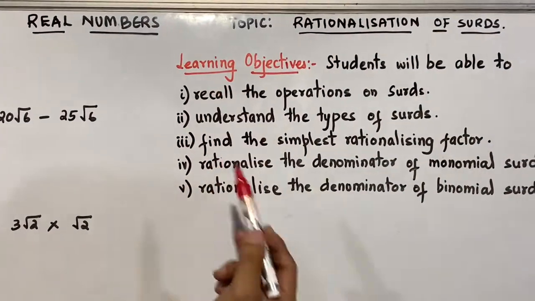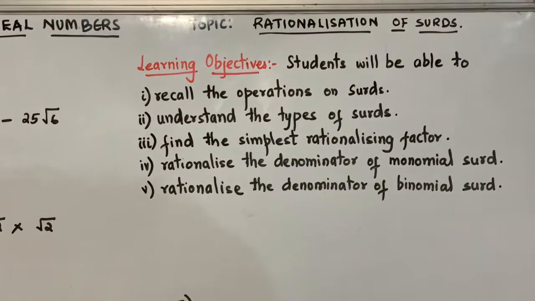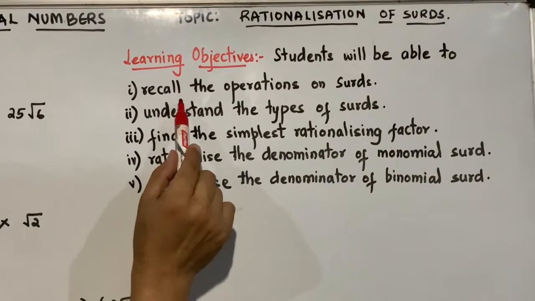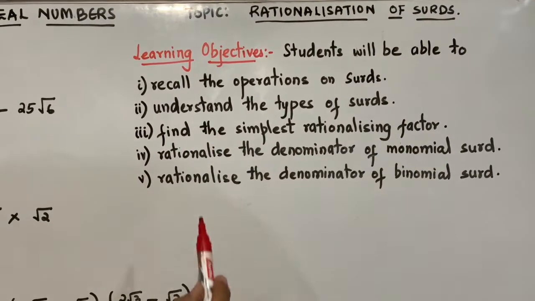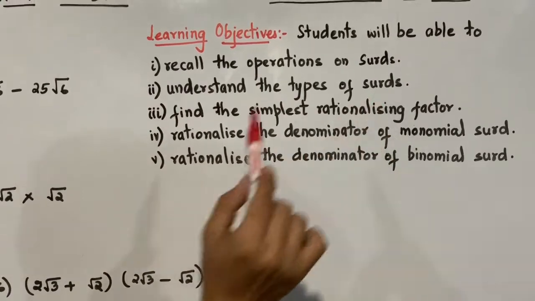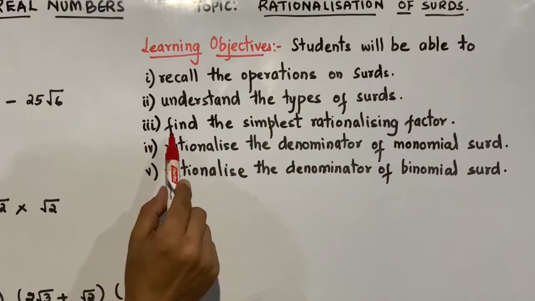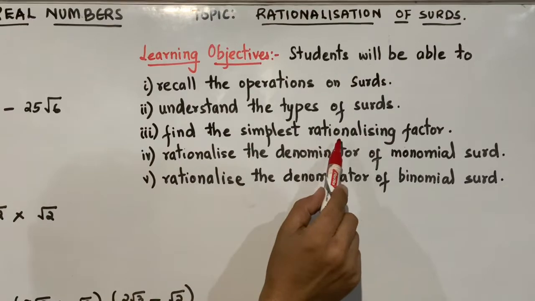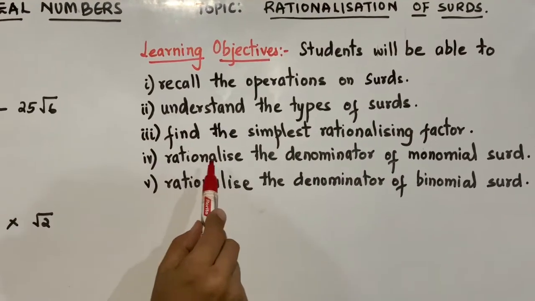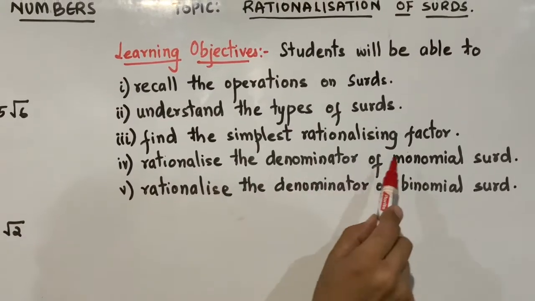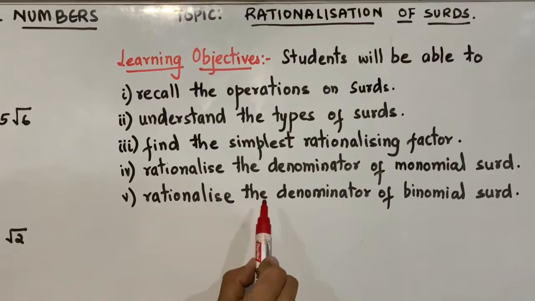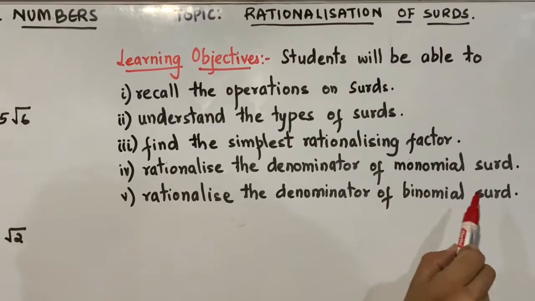Students will be able to recall the operations on SURDs. Students will be able to understand the types of SURDs. Students will be able to find the simplest rationalizing factor. Students will be able to rationalize the denominator of monomial SURD. Students will be able to rationalize the denominator of binomial SURD.